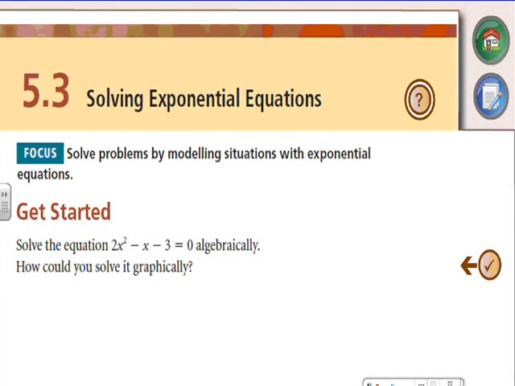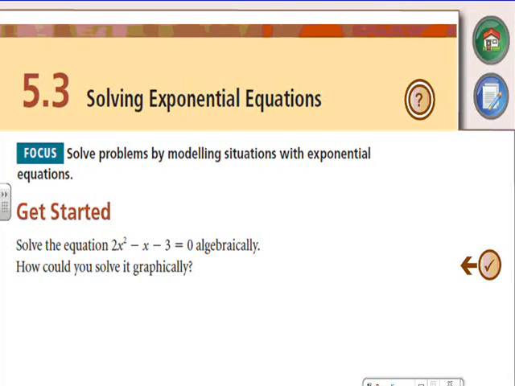Here we go on 5.3. We're now solving exponential equations. We're going to focus here on solving some algebraic models as well as graphical. And especially with the graphical models, those are going to help you a lot on your diploma with any of the different chapters where you have to solve.